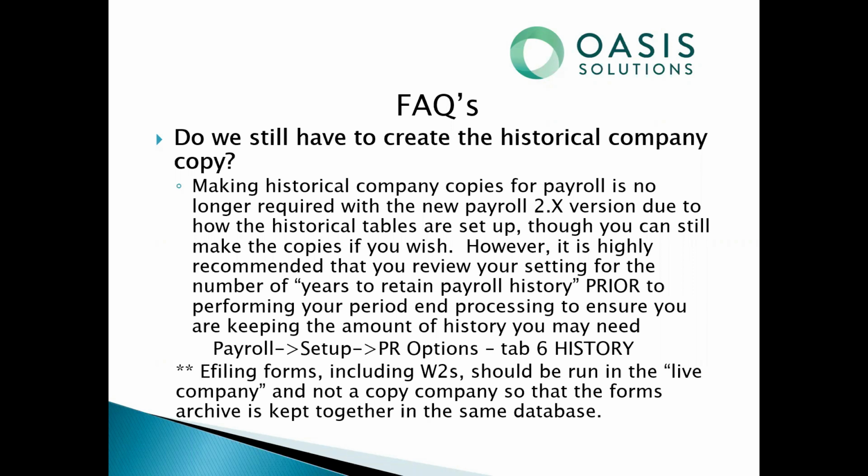If you go into payroll and then the setup menu, payroll options, on the payroll options, tab 6 is your history tab, and there is a setting there for the number of years of history. What that does is, when you do period end processing, it looks at the data records, and any of those data records that are older than the number of years of history that you're retaining, it will purge.